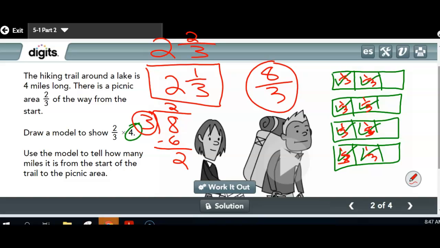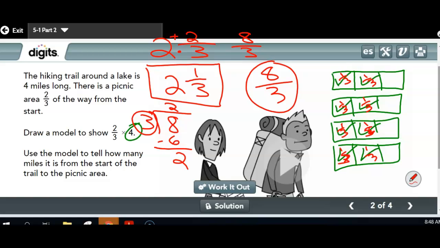You always go back to check your answer. Go from a mixed number to an improper fraction. It is 3, or your denominator, times the whole number plus the numerator. So 3 times 2 is 6, plus 2 is 8. Denominator stays the same. Are we good with that? Okay. That is how you answer the problem using a model.